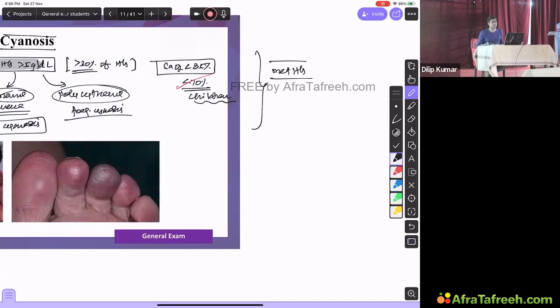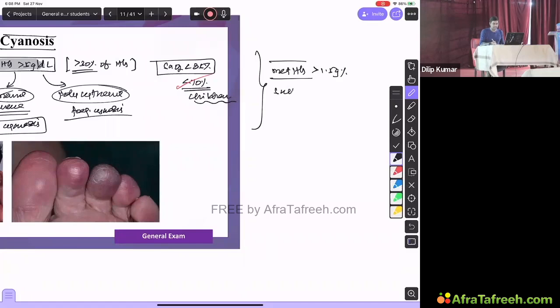Hemoglobin will be in reduced form. That is called methemoglobin. Some reducing agents will reduce the hemoglobin back to reduced form, so oxidized and reduced forms come again and again. If the amount of this methemoglobin, or changed hemoglobin, that's why it's called met, changed hemoglobin, is more than 1.5 grams percentage, technically you can get cyanosis.